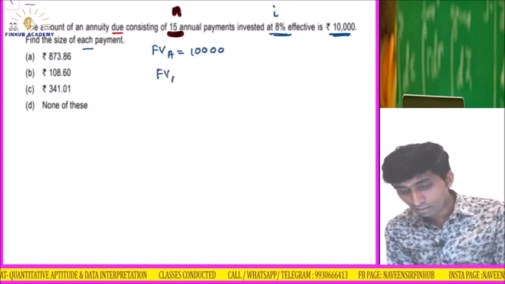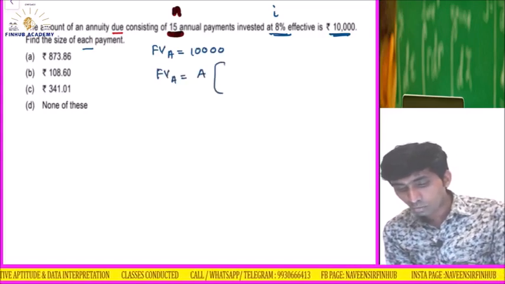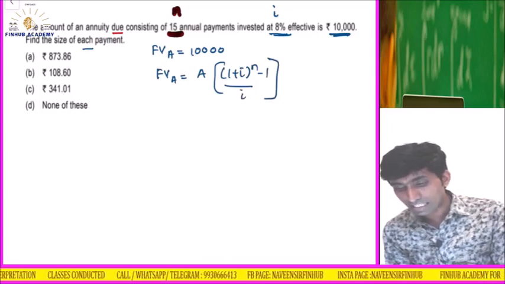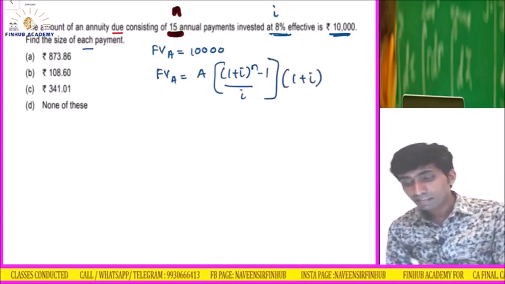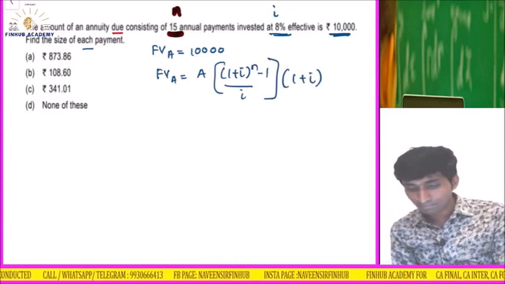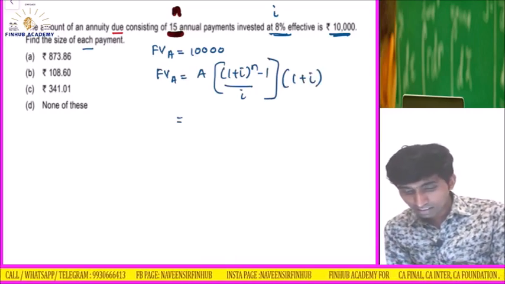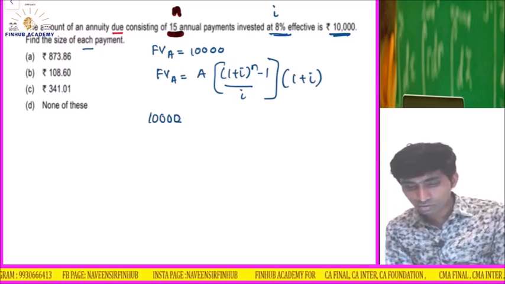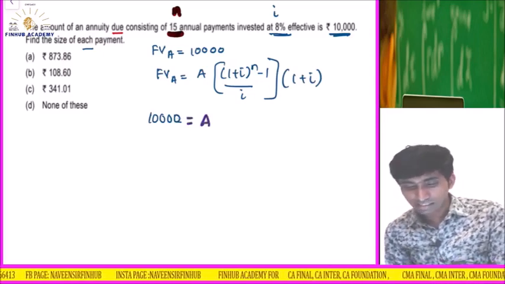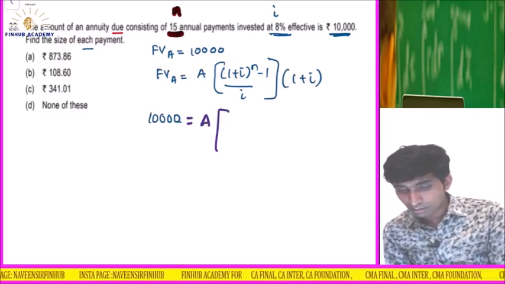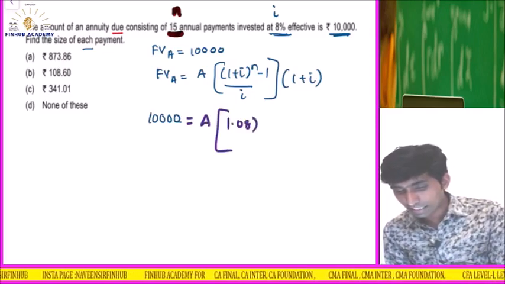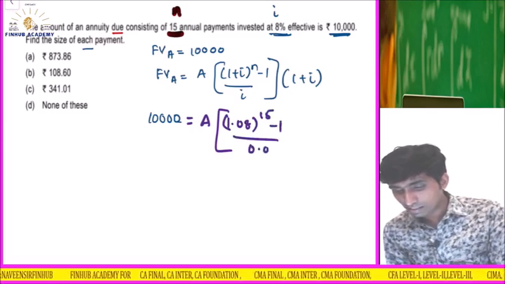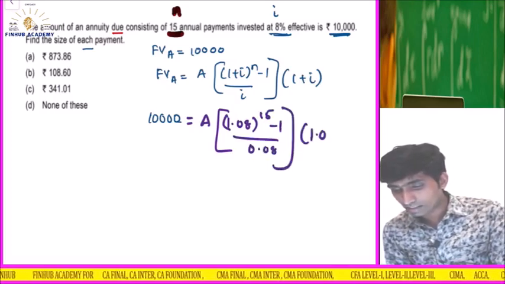Future value of annuity is equal to A into (1 plus i) raised to n minus 1 upon i, and then multiplied by 1 plus i. Why? Because obviously it's an annuity due. So 10,000 is equal to A, which I don't know. Interest rate factor is 1.08, so I am writing 1.08 raised to n, n is 15 payments, minus 1 upon 0.08, and then multiply by 1.08.